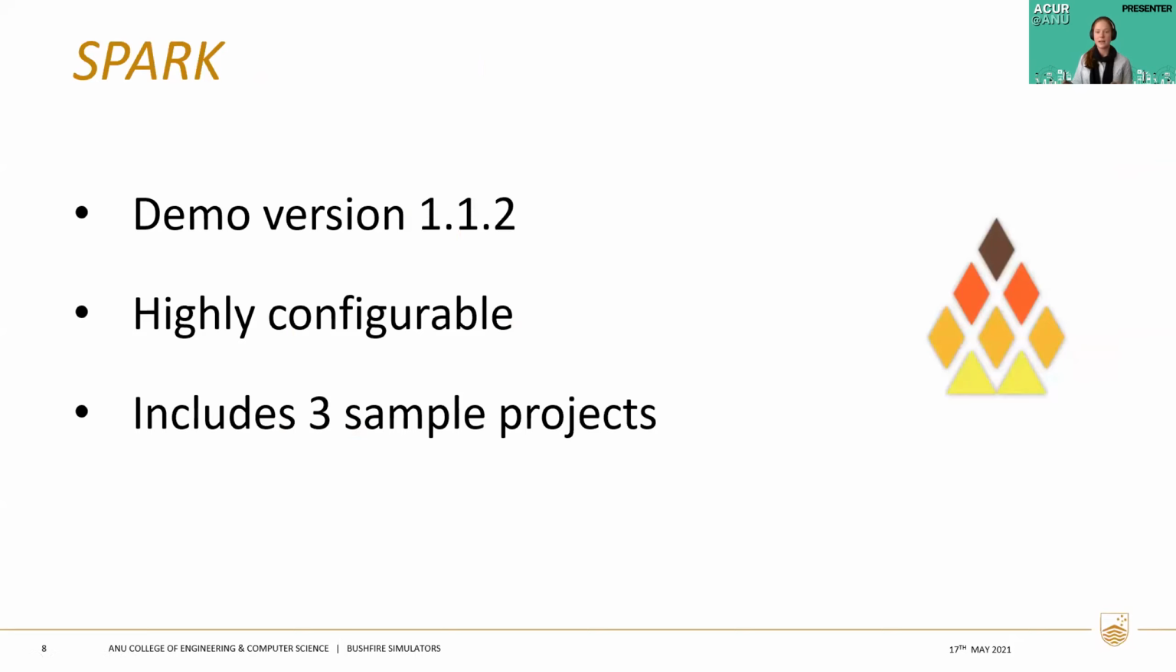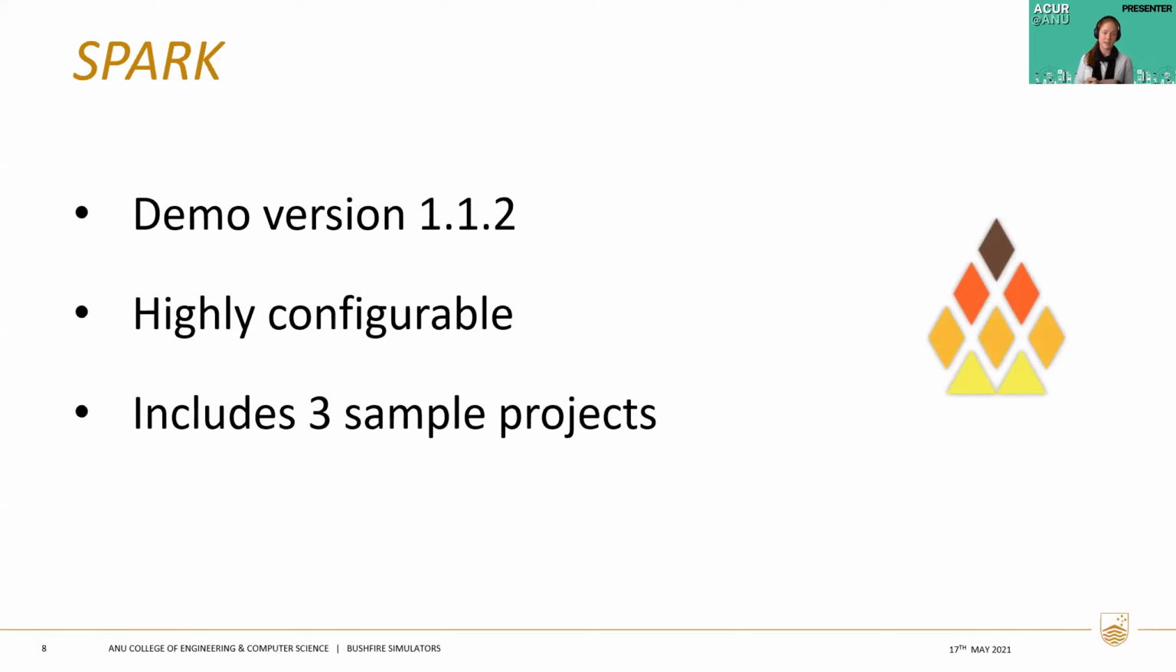We used the Spark demo version 1.1.2 to do this because it was freely available and didn't require a license, which is quite difficult to get. The demo version is highly configurable in that it allows users to define the inputs that were used, the different fuel types, the bushfire behavior models that were used for each of the fuel types, and also the outputs of the simulation. This demo version came with 3 sample projects, which had input data for 3 defined regions.